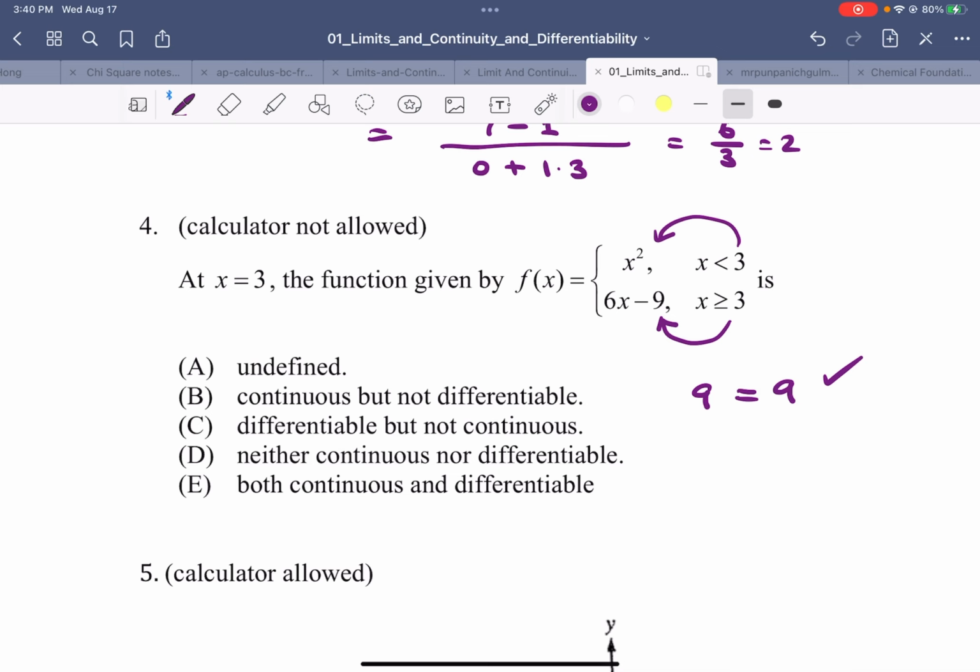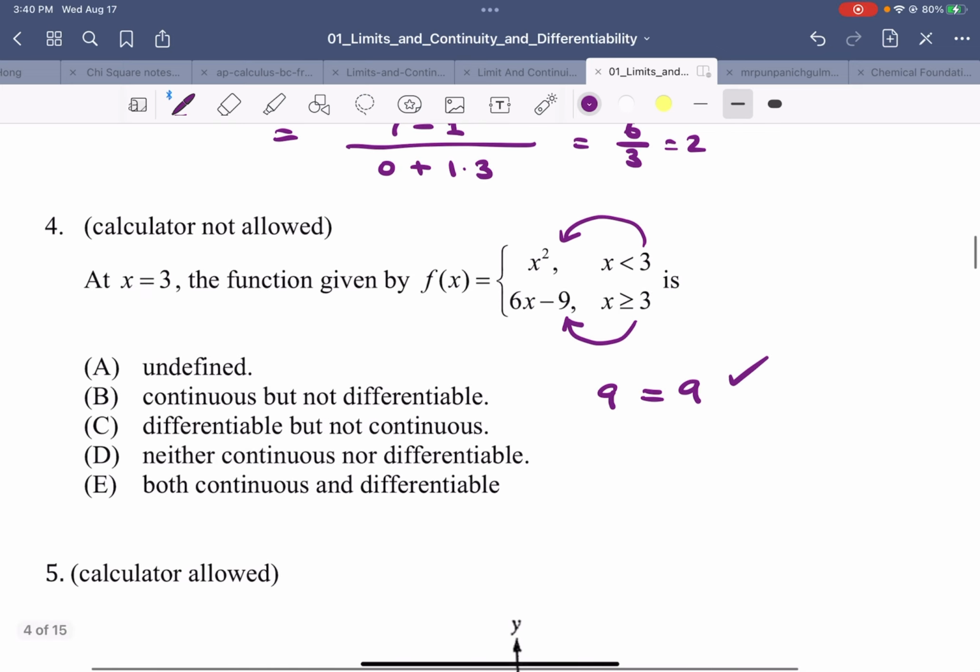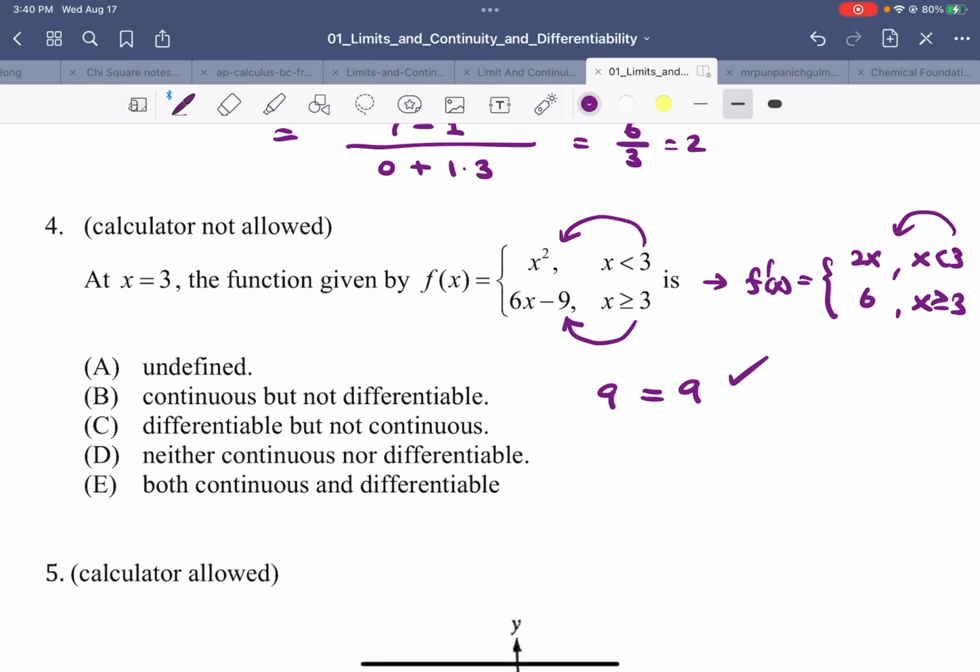So, okay. Now, how are you going to check if it is differentiable? Differentiability is when you take a derivative. X squared is 2x, and 6x minus 9, when you take a derivative, is just 6. So in the domain, x is less than 3, this one. And in this domain, x is greater than or equal to 3. So now you plug in 3 into here. 2 times 3 is 6. And then on the right hand side, also 6, check. So since your f prime is equal on both sides, that means it is differentiable. So this is continuous, and this is differentiable.